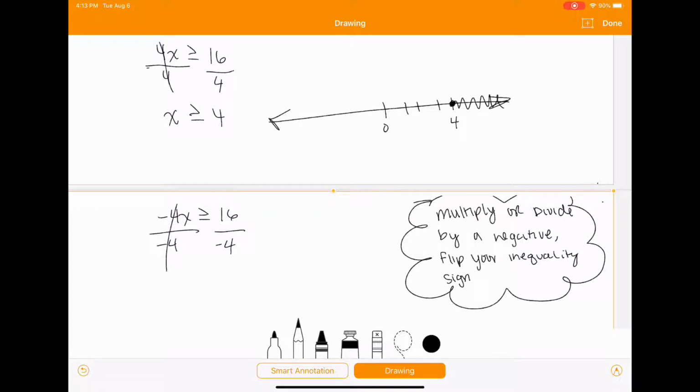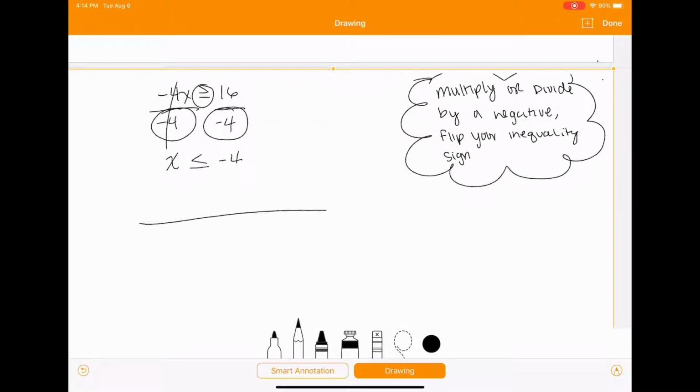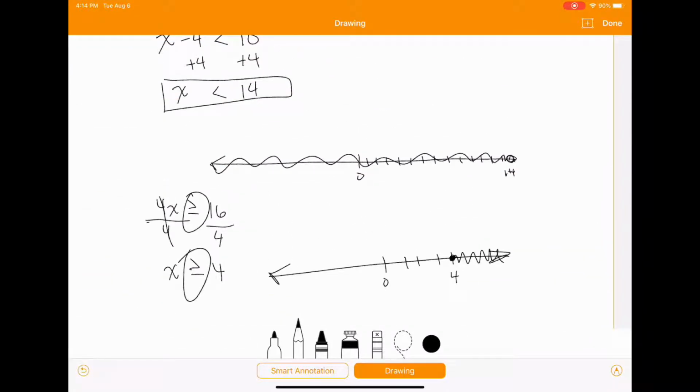All right, so we're going to divide by a negative 4, divide by a negative 4. So again, those will cancel. You'll be left with x on this side, and you'll have a negative 4 on this side. But again, because you divided by a negative, you flip this sign here, so it's actually going to be less than or equal to negative 4. So then you could, again, plot that on your number line. It's less than, so you go to the left. So again, if you multiply or divide by a negative number, you flip this inequality sign. Otherwise, it just stays the same like we were doing above.